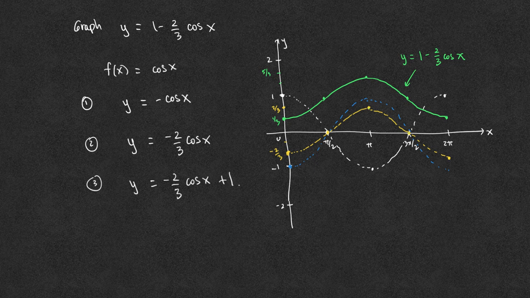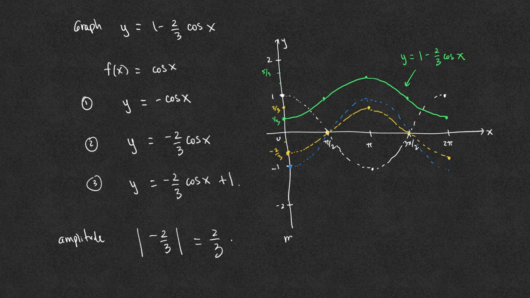The amplitude, by looking at the formula given, is the coefficient in front of the trig expression, in this case cosine. The coefficient in front of cosine is negative 2/3, but the amplitude is the absolute value. So we will take the absolute value of negative 2/3, which is positive 2/3, and that is the amplitude.